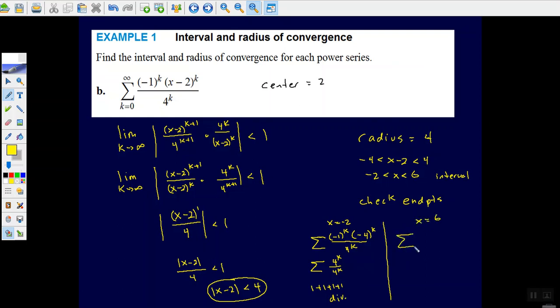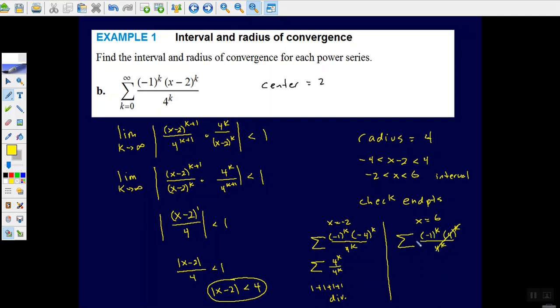So on the other side, we will check the x value 6. Again, replacing that for x in the general term now will be 6 minus 2. And so this is (-1)^k times 4^k over 4^k. The 4^k just right away cancel. This is now just the series (-1)^k.